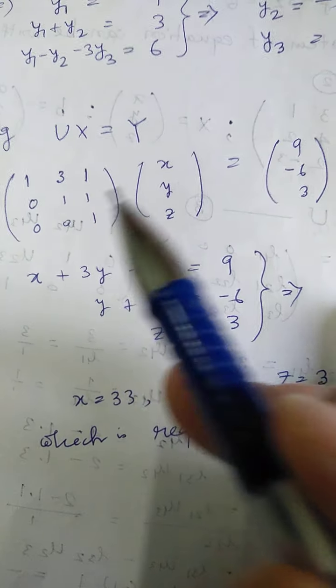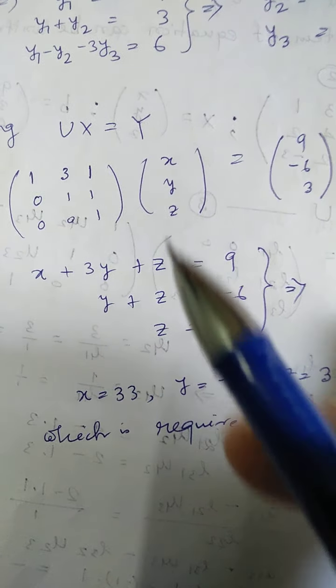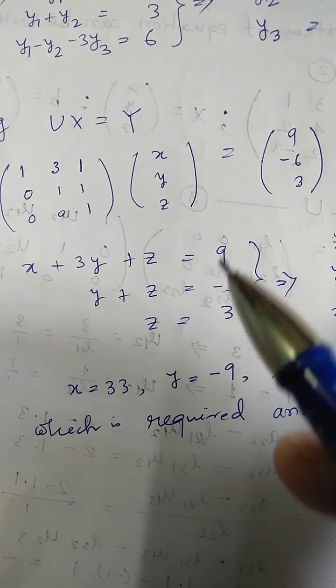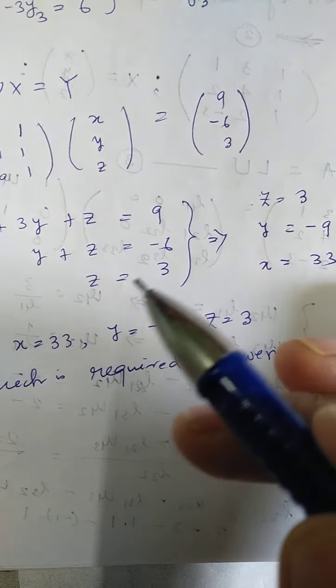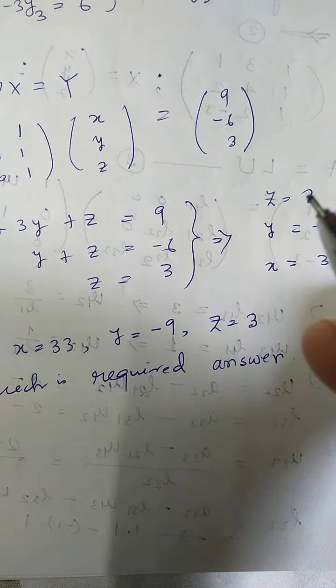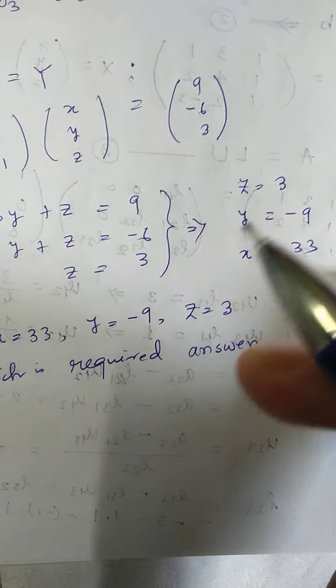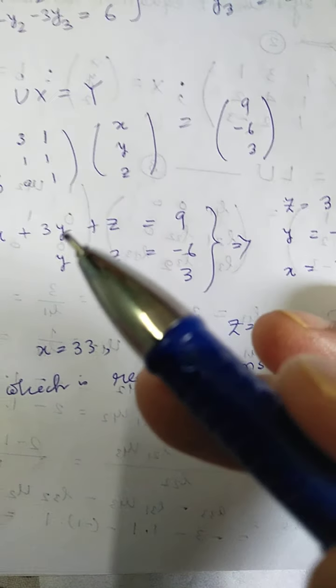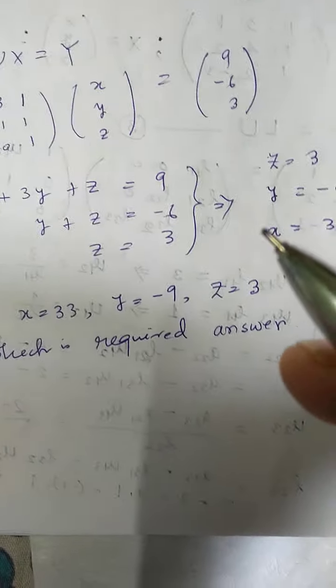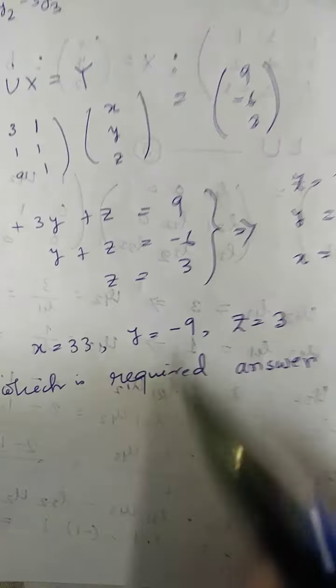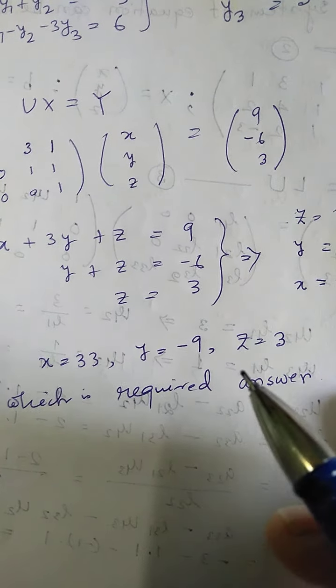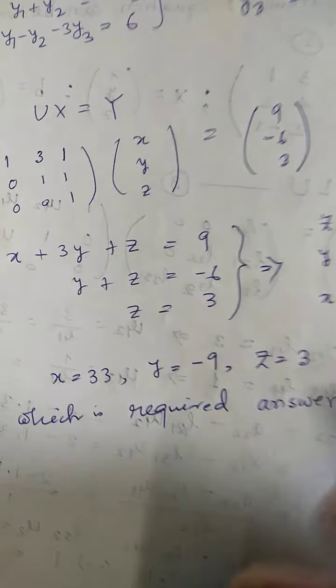Put all this in the equation, and multiply these two matrices again so that we get this equation. This is equal to this, and by backward substitution, that means first z equals 3, then put z here, we get y, and y and z should be put in the first equation so that we get x, so we get x, y and z, which is our required answer.